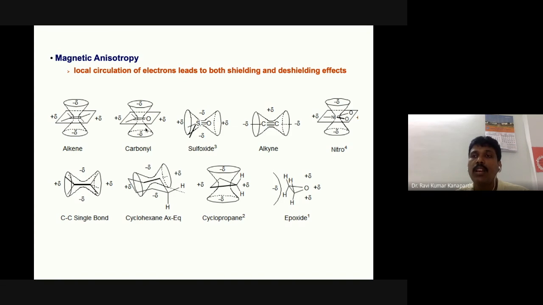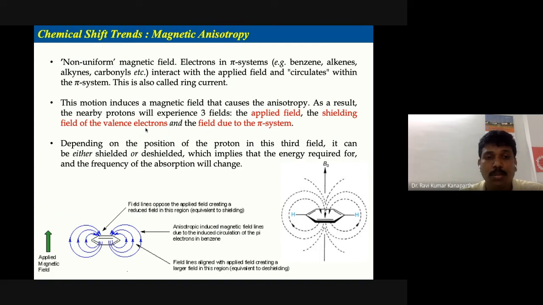Therefore, in the case of alkyne, the protons will be, let me show this. You can draw the pi system for alkyne. In the case of a triple bond, let me draw acetylene. The acetylene protons are here. Here the magnetic field is created like this.